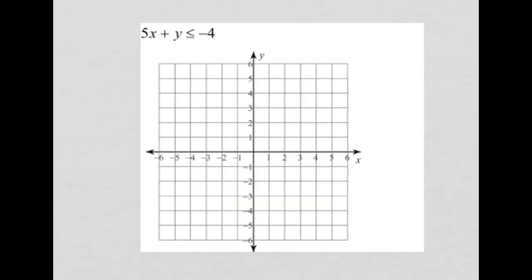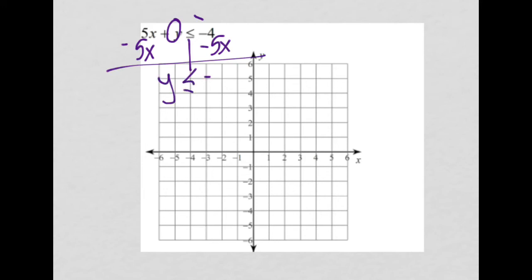I do the same thing here. I circle my y, draw my line, and I have to subtract my 5x. If you're curious about your steps, please refer to the last problem. So I have y is less than or equal to -4 minus 5x. Is y by itself? It sure is. Does it have a coefficient of +1? Yes, it does. So I'm going to rewrite my equation up here so I have room to graph. And then I'm going to erase.